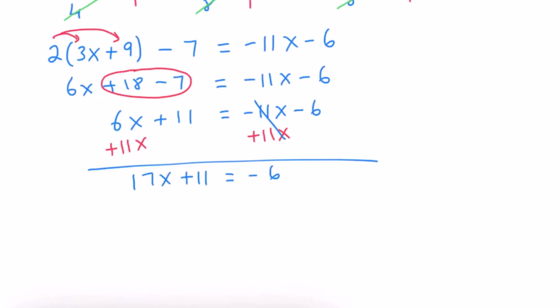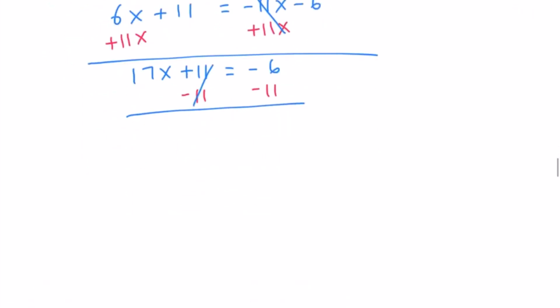Get x by itself, so the 11 needs to go first, so minus 11 over. And we have 17x is equal to -17. Get x by itself, so divide out 17. So x is equal to -1.